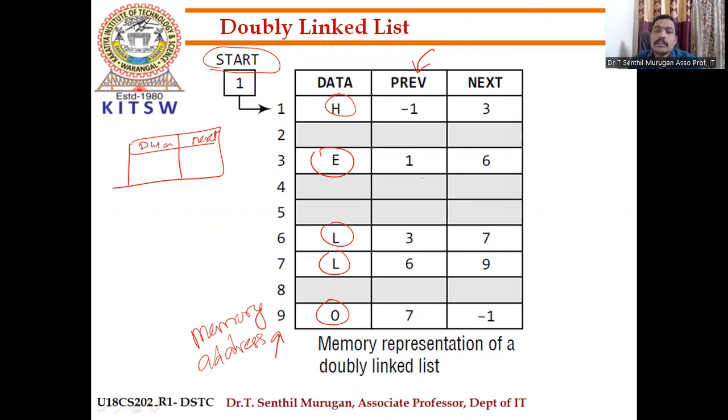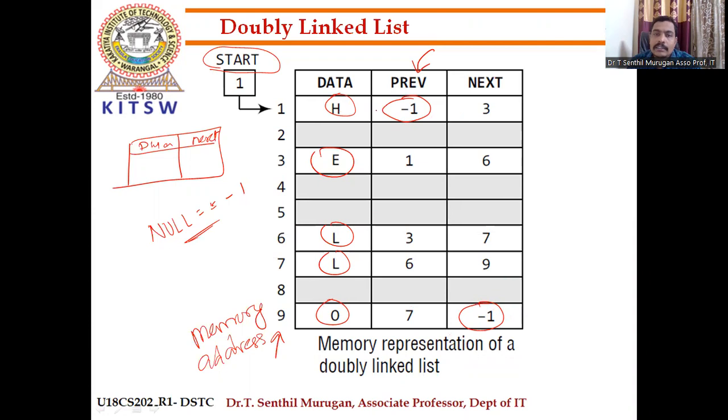Memory addresses. Here you see that the previous pointer of the first node is a null pointer. We can always mention null as -1, that's why we mention -1. Then the next pointer of the last node is also -1. These two are null.